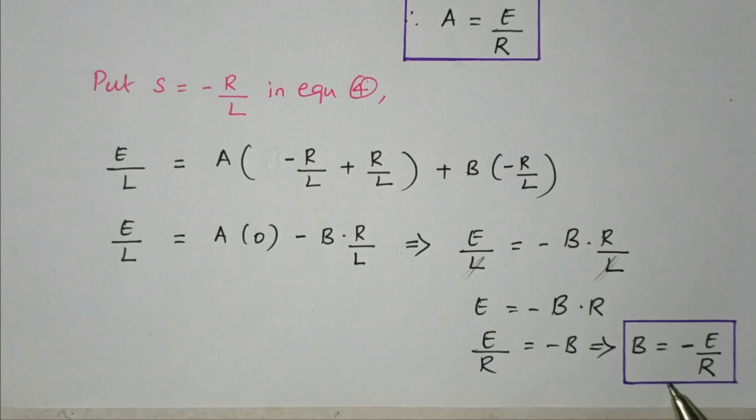Right? Now we calculated the constant B also. A was already calculated as E by R, B equals minus E by R. Now we can substitute these values and we can go for the inverse Laplace transform.